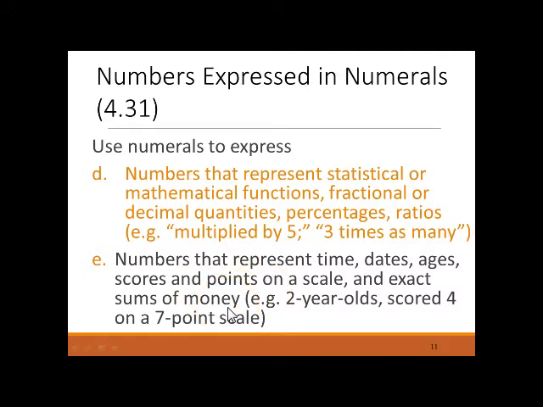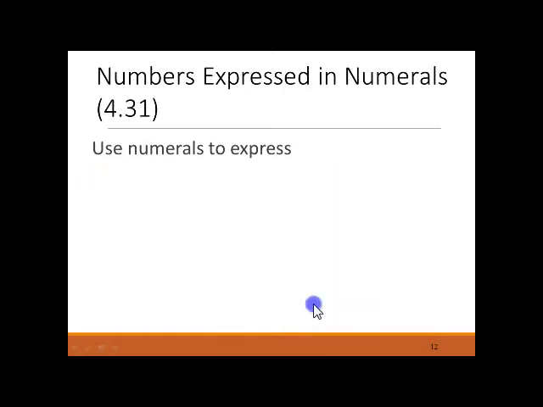And then numbers that represent time, dates, ages, scores and points on a scale, and exact sums of money. So if you're writing $752 million, you don't write that in words, you use the dollar sign and you write 752,000,000. So we've got some other examples here that you can refer to as well.